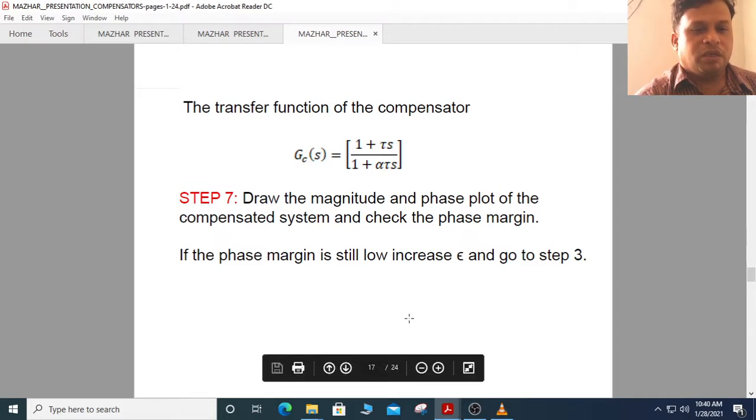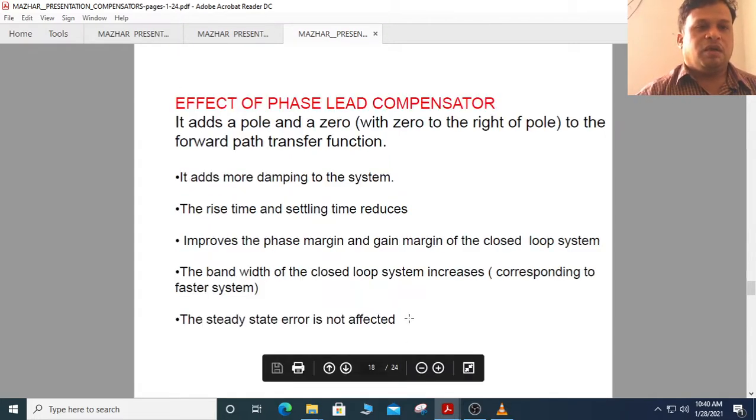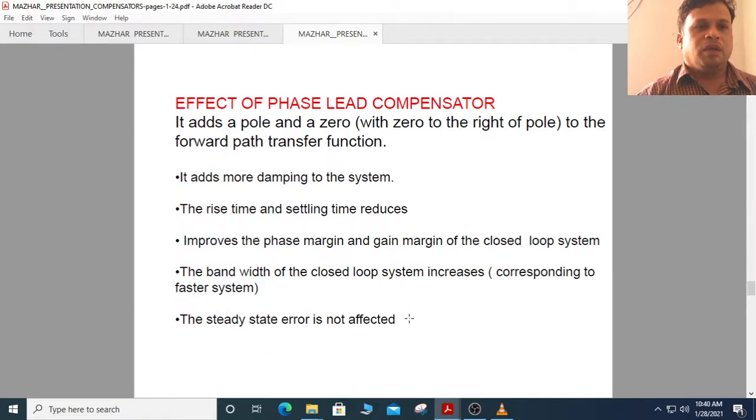After doing this, next thing is the effect of the phase lead compensator. It adds a pole and a zero, with the zero to the right of the pole, to the forward path transfer function. It adds more damping to the system. The rise time and settling time reduce. So these are the good effects. It improves the phase margin and gain margin of the closed loop system. The bandwidth of the closed loop system increases, corresponding to a faster system. The steady state error is not at all affected here.